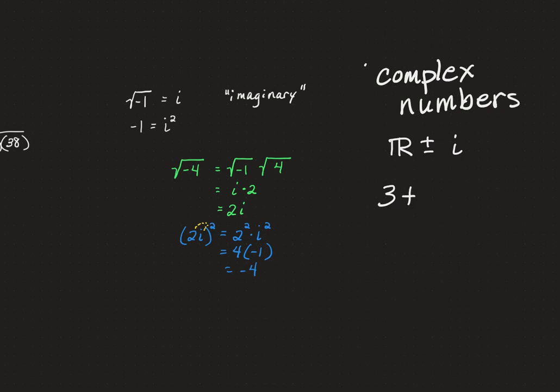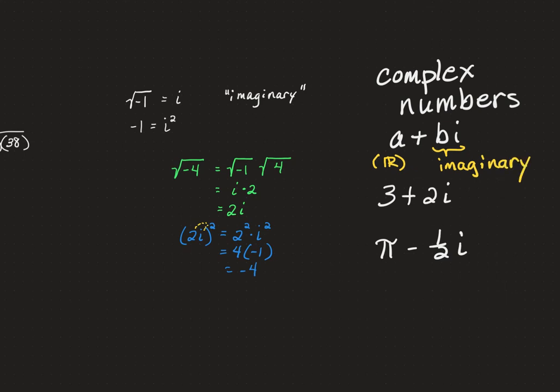3 plus 2i is a complex number. Pi minus 1/2 i is also a complex number. Pi is irrational, but it is real. And in fact, a better way to write a general form for a complex number is to write it this way: a plus bi, for which we understand that a is real and this part is imaginary.